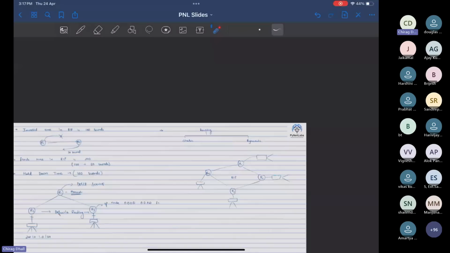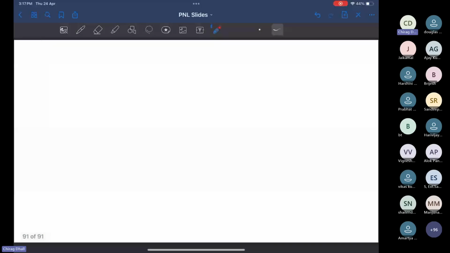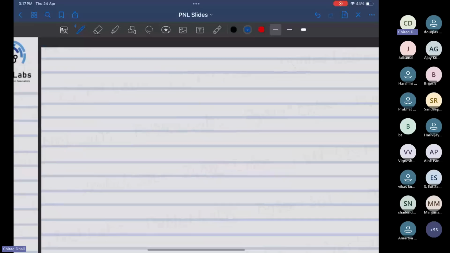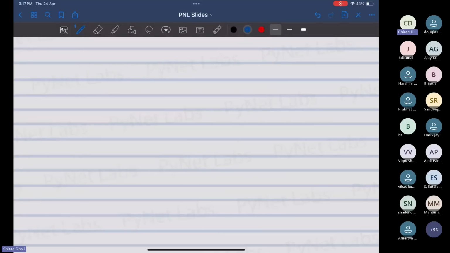All right, moving ahead. Now the new topic for today is EIGRP. So let's understand what EIGRP is and how it works. EIGRP stands for Enhanced Interior Gateway Routing Protocol.